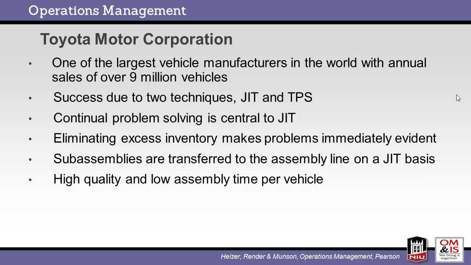Toyota has been the breeding ground for quality and process innovation for years. They are one of the largest auto manufacturers in the world. One key to their success has been the implementation of just-in-time and the Toyota Production System. For just-in-time to work, the team must work constantly to improve the process and eliminate the issues that prevent the smooth flow of material. The result is the creation of vehicles with high quality and lower cost due to minimal assembly time.